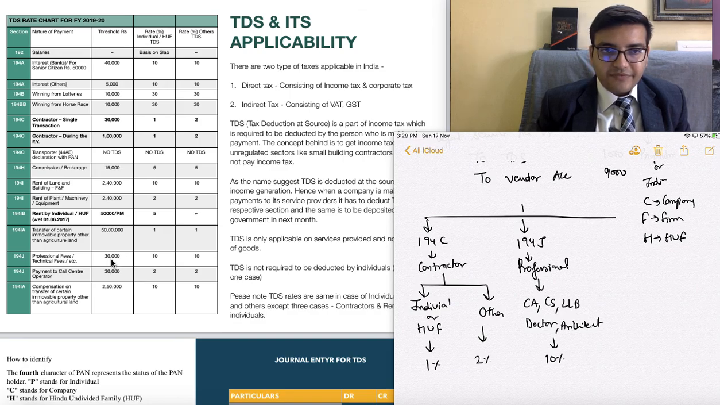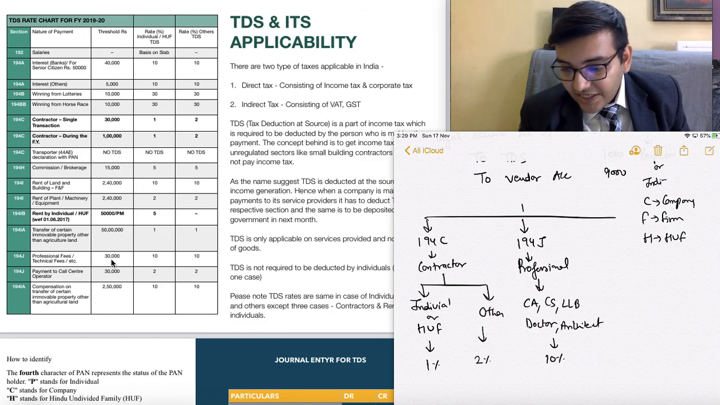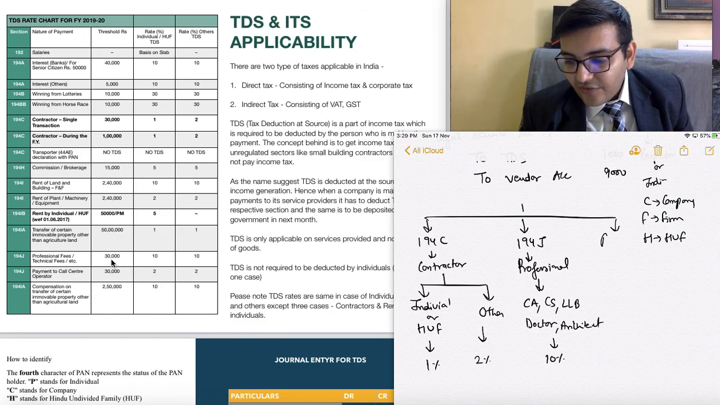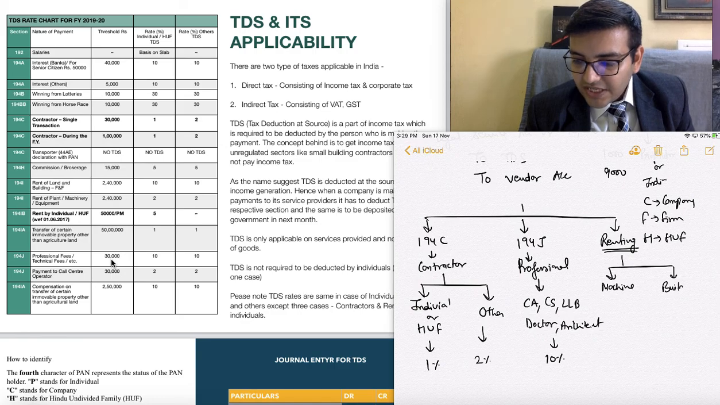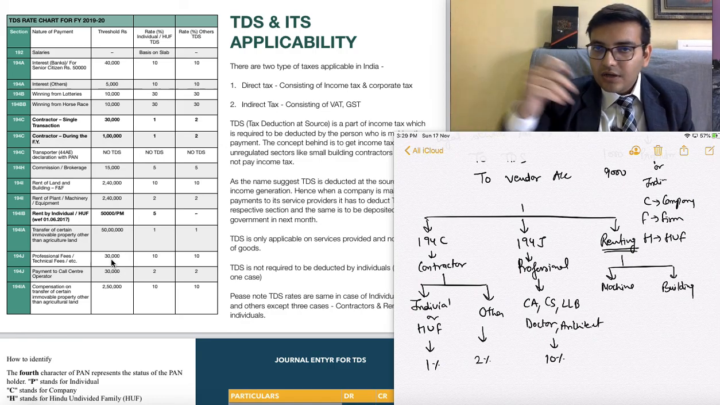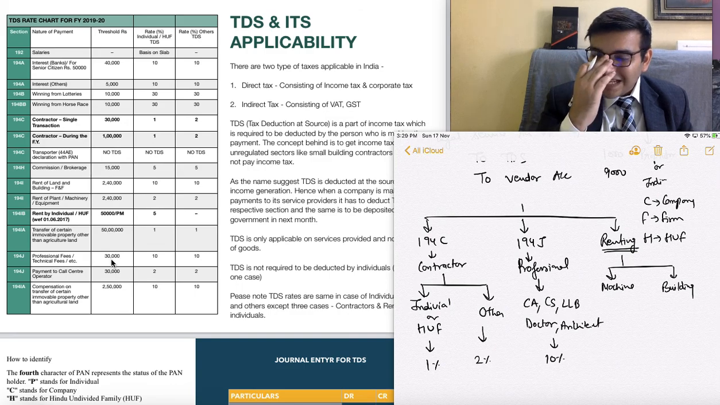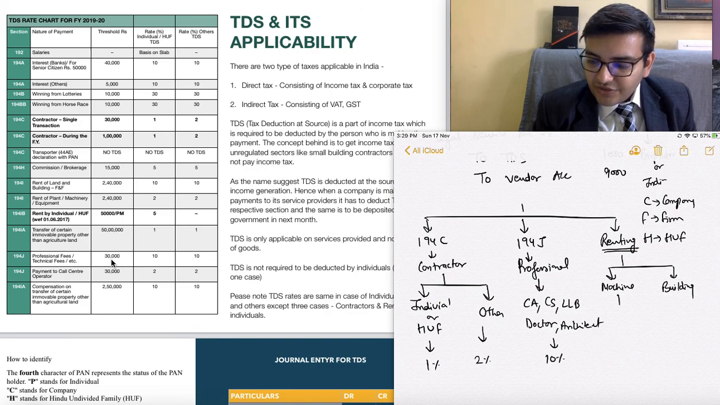So we've discussed this professional. Now the service, let's say renting is everywhere. Now in renting, there are two types of renting: renting of plant and machinery, and renting of building. Suppose our office building, we have taken it on rent and we are paying rent to the landowner. In that case, we have to deduct TDS. So in case of plant and machinery, TDS rate is 2%. In case you are renting a building, TDS rate is 10%.